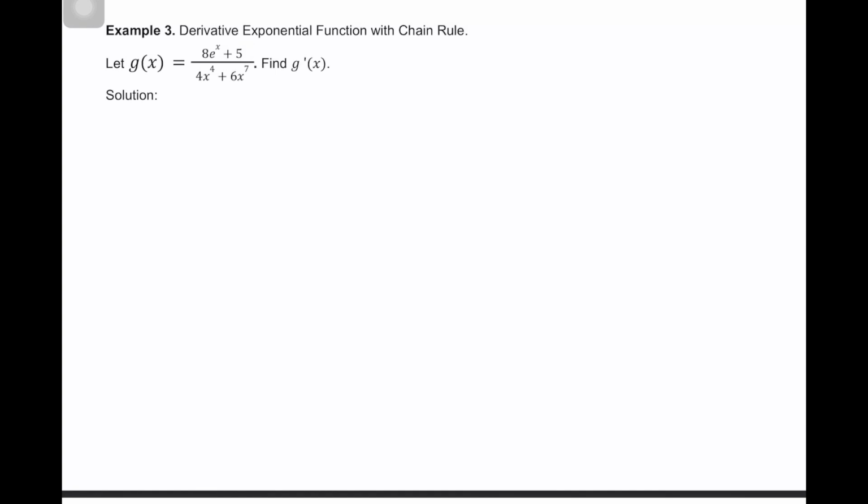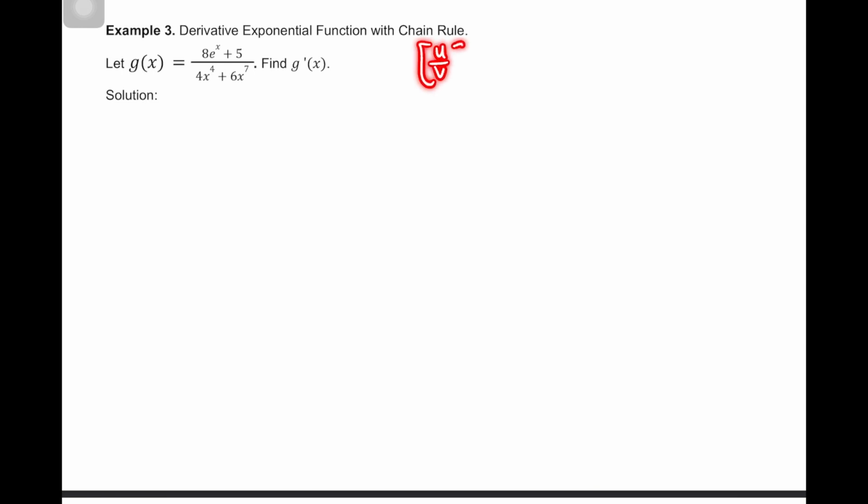Welcome back. So we're going to try example 3 of section 4.3. We're going to take the derivative of this function, and if you notice, by looking and analyzing the function, we have a function over another function. So we should be thinking what kind of rule are we going to be using here. And of course the rule here is the quotient rule.